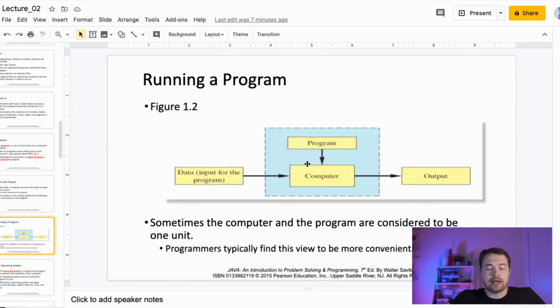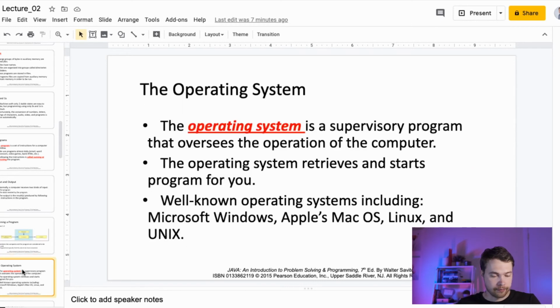Sometimes the computer and the program are considered to be the same unit, the same thing. Programmers typically find this view to be more convenient. Operating system, right? So I usually at that point ask my students what kind of operating systems they know. The usual names, of course, are Windows, Macintosh. But there is a huge amount of them. The rest of them are much less popular. For example, iOS, Android, Linux, all different distributions, tiny versions of Linux are also there.